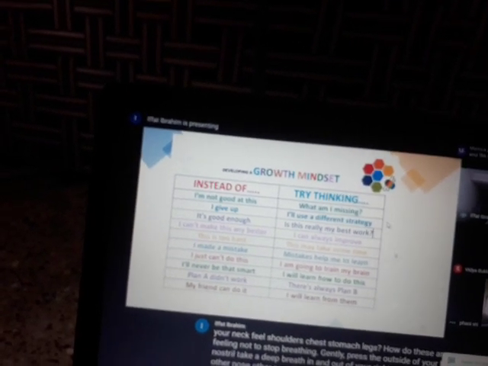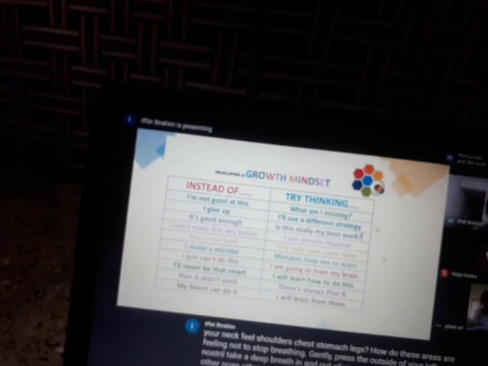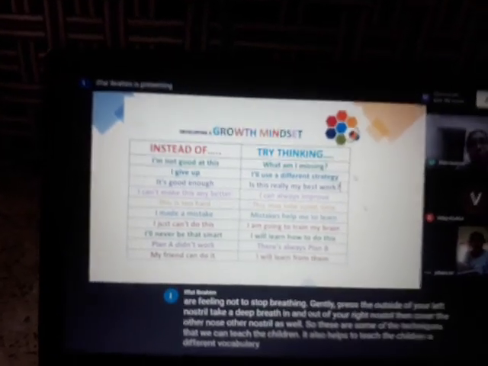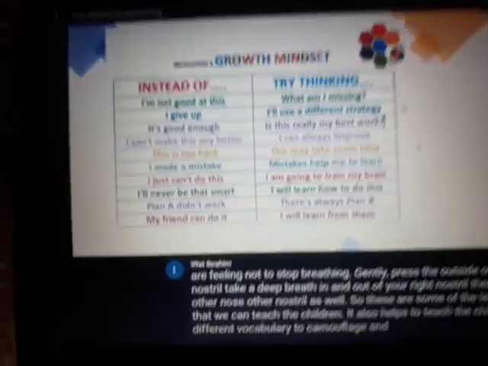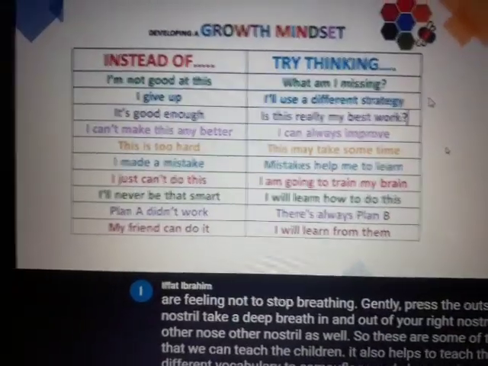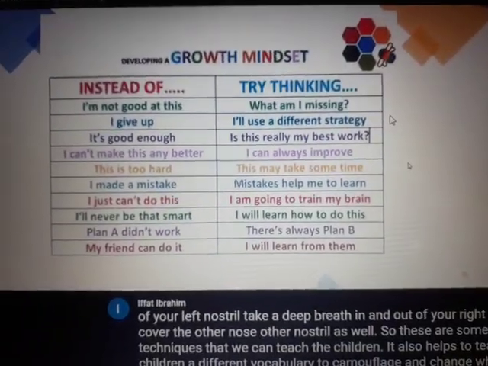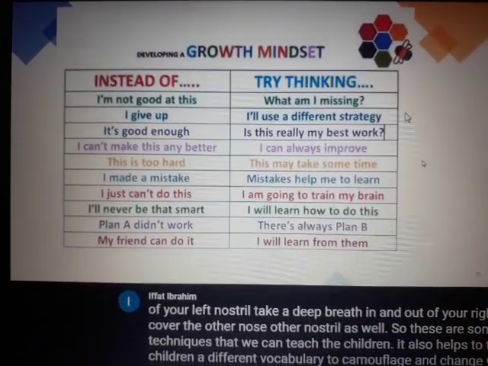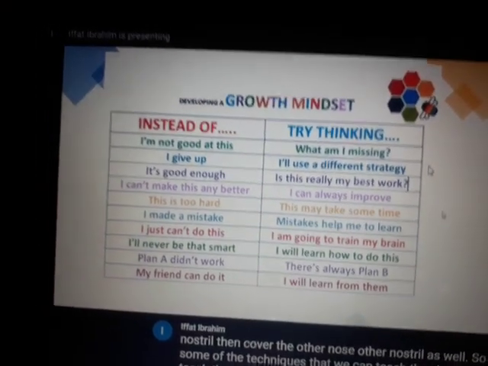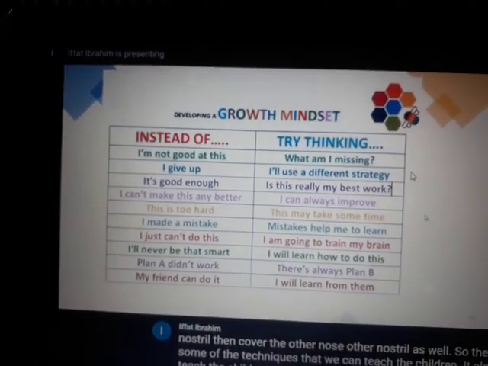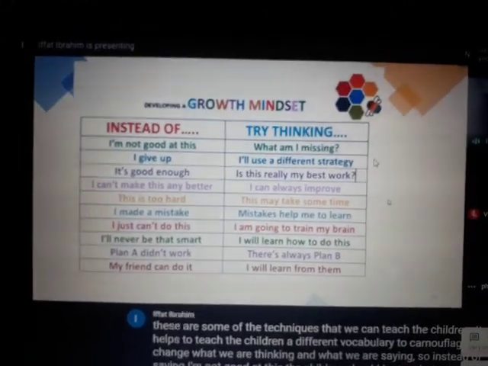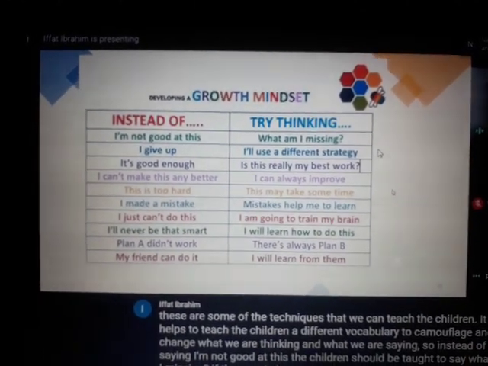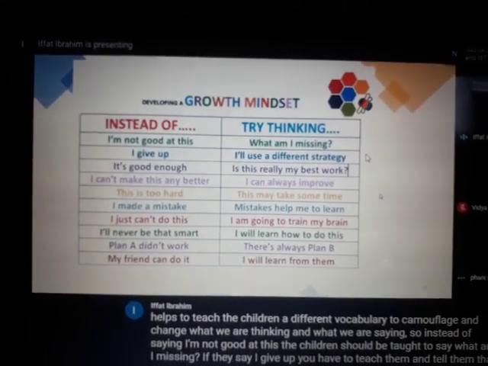It also helps to teach the children a different vocabulary, to change what we are thinking and what we are saying. So instead of saying, I'm not good at this, the children should be taught to say, what am I missing? If they say, I give up, you have to teach them to say that they will use a different strategy.